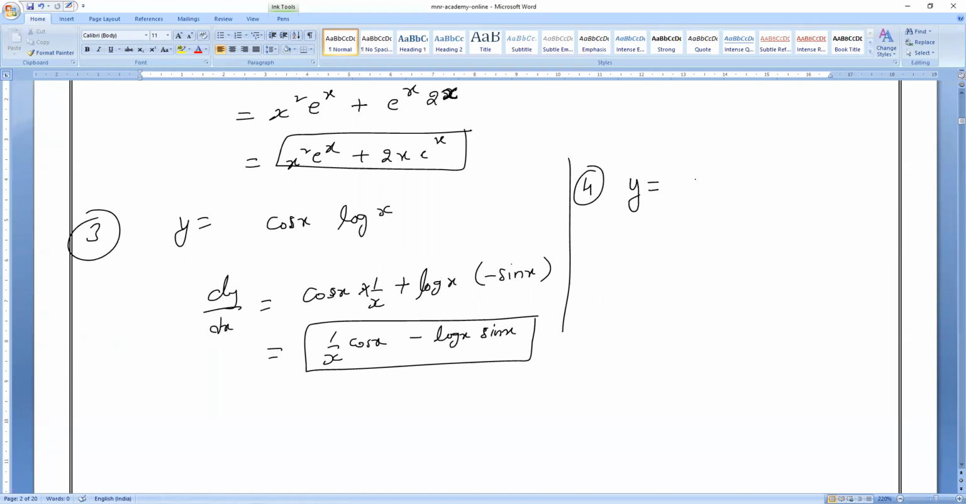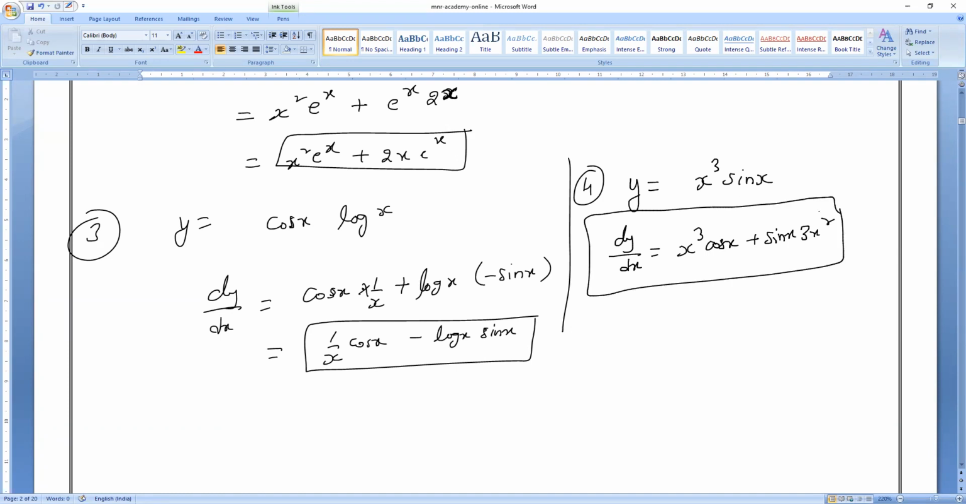So y is equals to x cube sin x. Tell me fast. x cube into differentiation of sin x, which is cos x, plus next, sin x into differentiation of x cube, which is 3x square. If you join in the middle, nothing you people will understand.